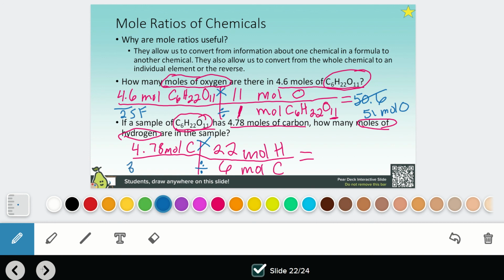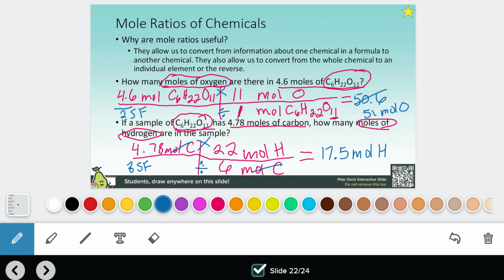Again, our original value here, we have 3 significant figures, so our answer gets 3. So we get 17.5, that 5 is going to stay the same because the next digit is a 2. And we cross out our moles of carbon, we're left with moles of hydrogen. Right? So if we have this sample, we know how much carbon there is. We want to know what the amount of hydrogen would be based on that glucose molecule.